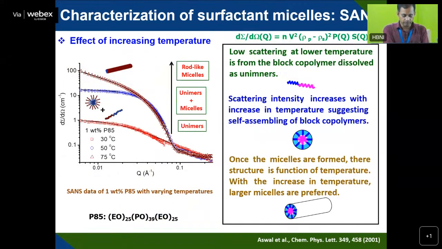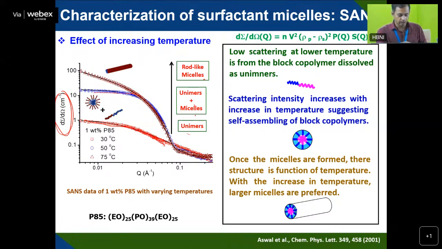You can see here how the fitting can be done, with this type of intensity versus Q plot. If you have unimer plus micelle or rod-like micelle, you can see how the scattering is increasing here because of the rod-like micelles, and then you have a mixture. Here you can see how it varies, depending on Q, Q to the minus 2, and all these relations, and how the scattering intensity is varying.